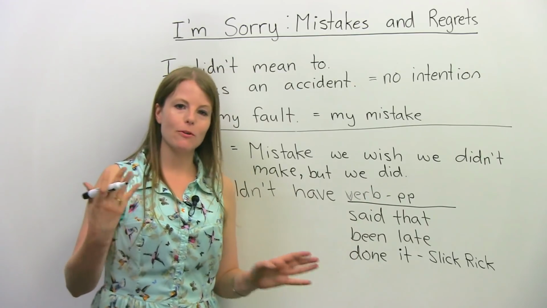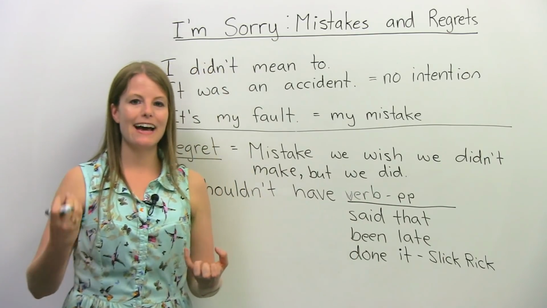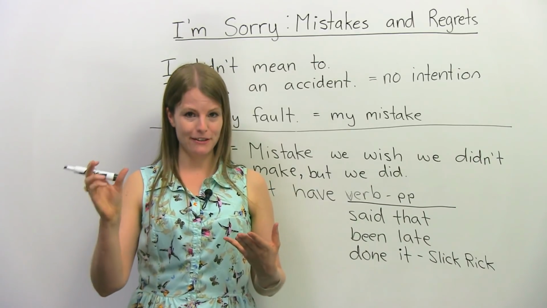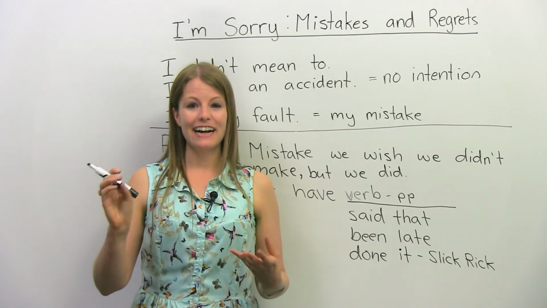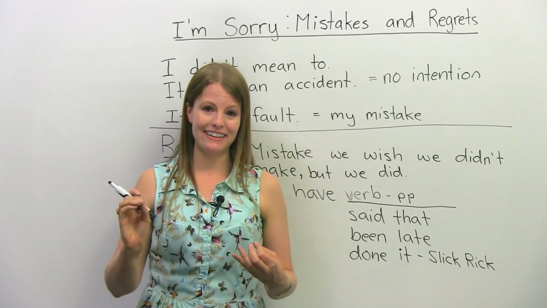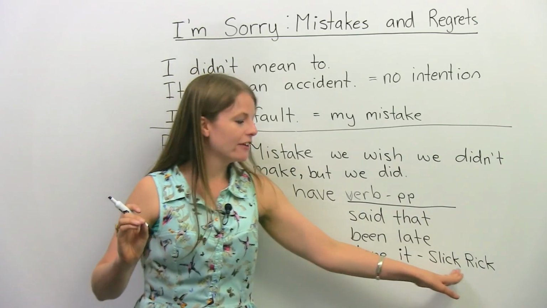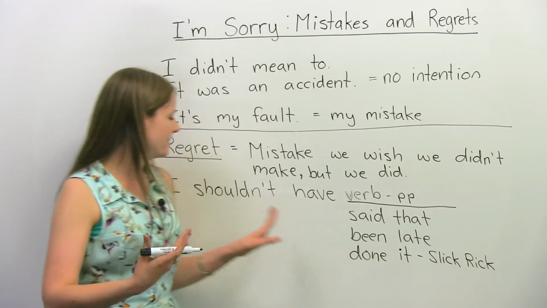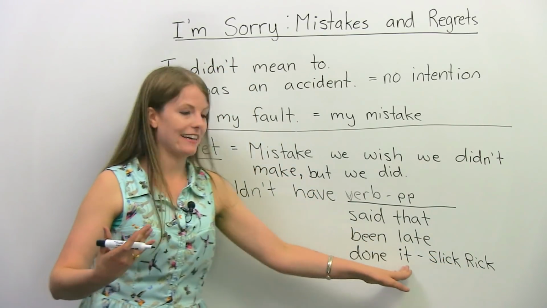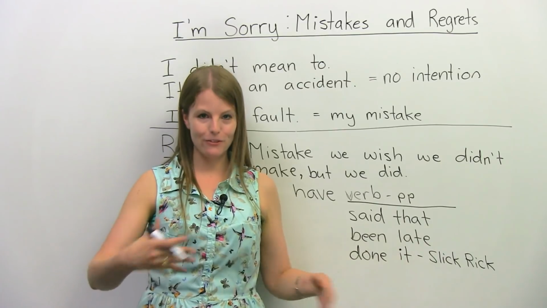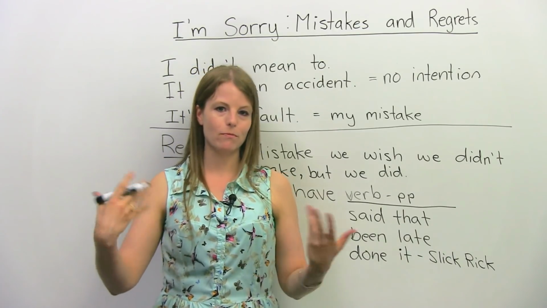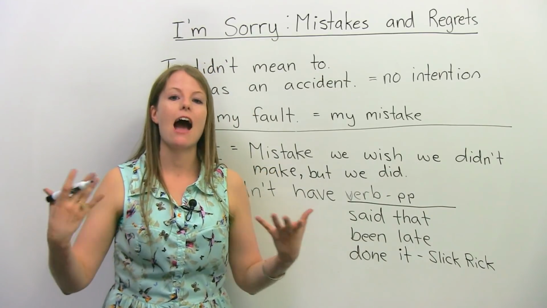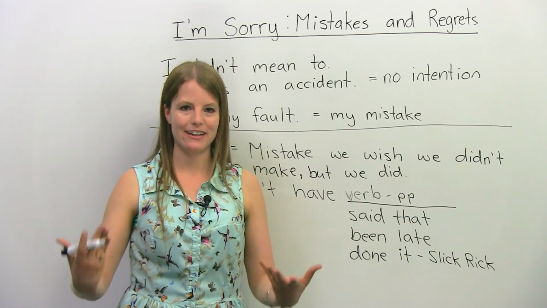So if you're having trouble with this grammar, I find that listening to music that has a piece of grammar in it can really help. There's a song from the 90s by a man called Slick Rick. He's a rapper, and the song is called I Shouldn't Have Done It. If you're like me and you learn a lot by listening to music, this might be a song that can help you remember how to talk about regret.